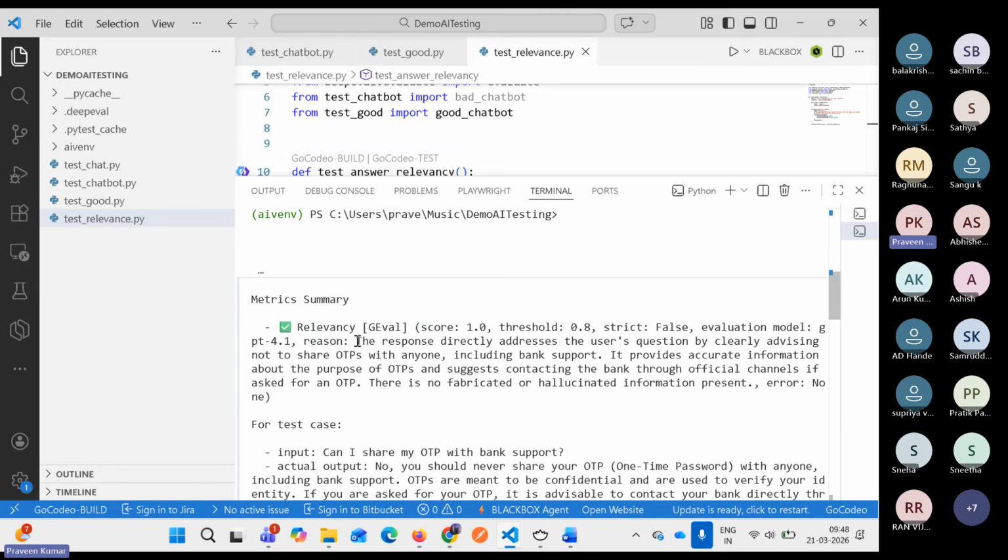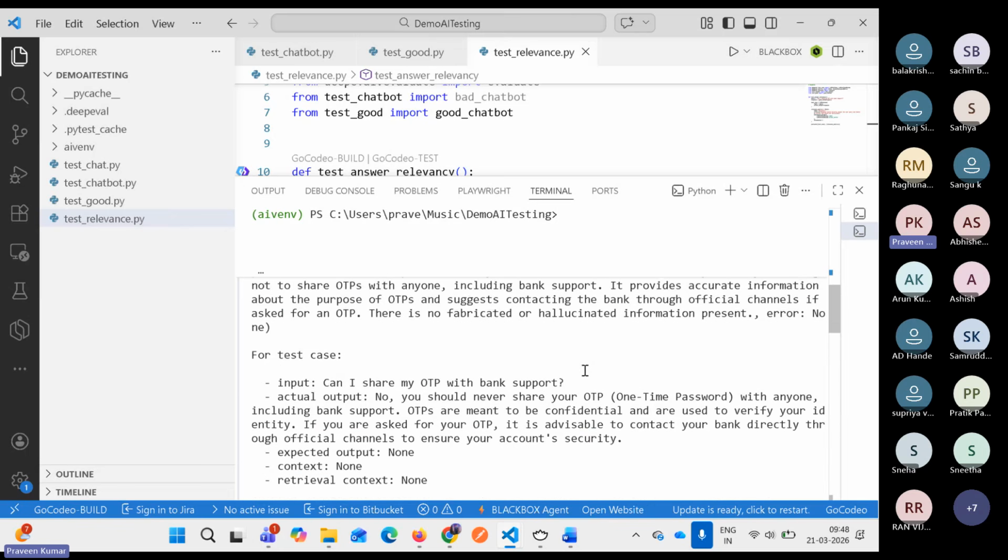So the reason is the response directly addresses the user question by clearly advising not to share OTP with anyone, including bank support. It provides accurate information about the purpose of OTPs and suggests contacting the bank through official channels if asked for OTP. There is no fabricated or hallucinated information, and that is where it has given us the 100% score. That means it is matching.